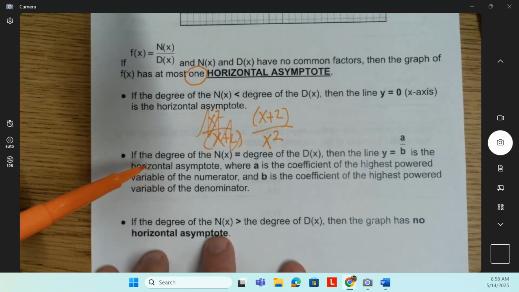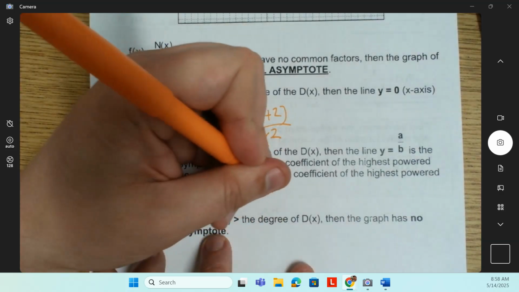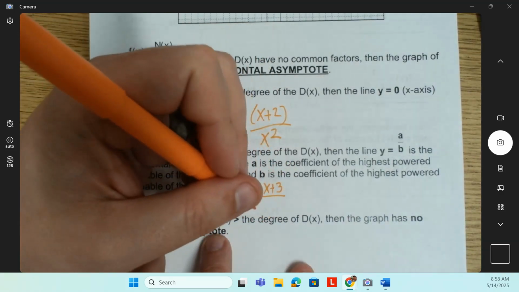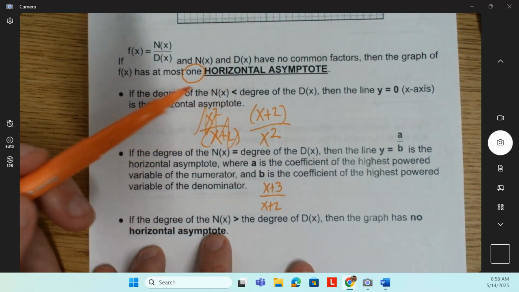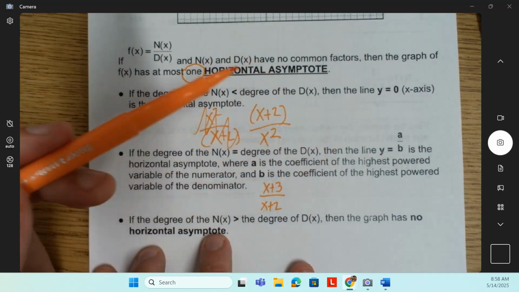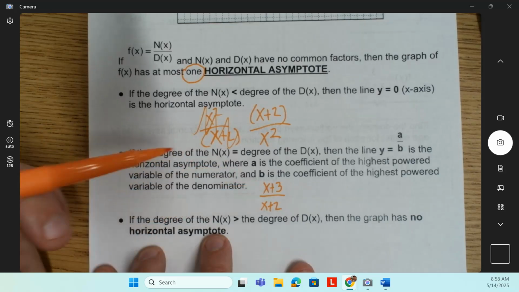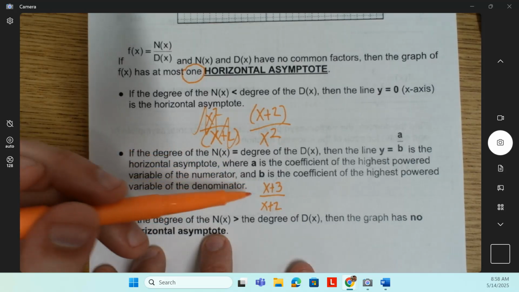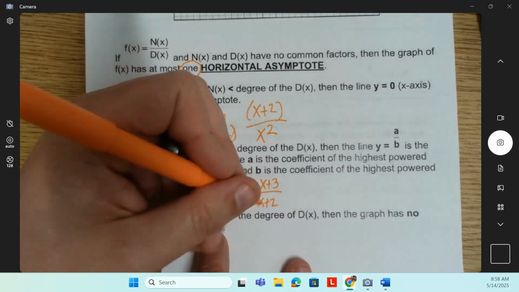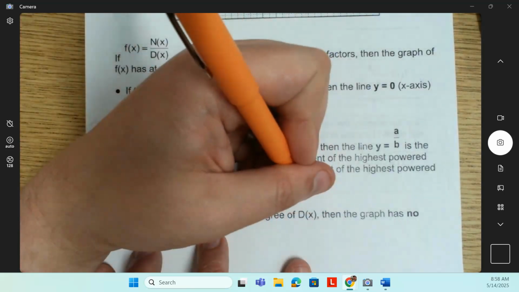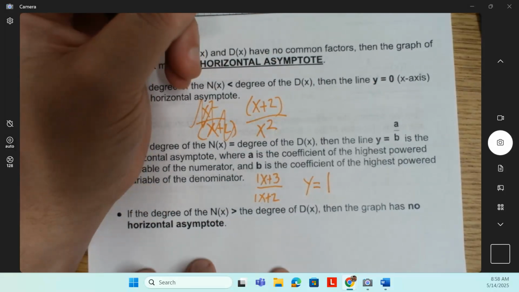Then for my next one, if they are equal to one another, so that would be our x plus 3 over x plus 2, then it's the line of a over b, where a is the coefficient, the number in front of the highest powered variable on the top, and b is the one for the bottom. And since there's just a 1 in front of both of these, your horizontal asymptote would be at y equals 1.